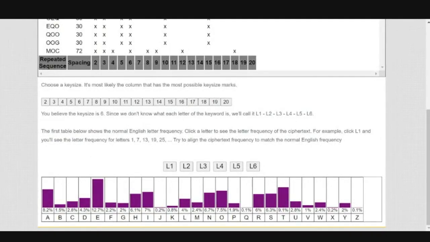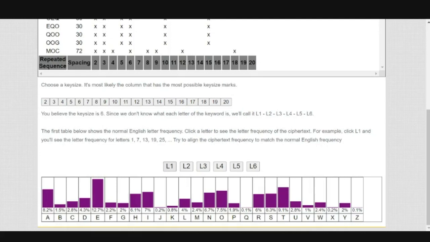As soon as we select the period as 6, what is coming here? This is the frequency of English, the general English frequency that we have seen, right? If you remember, A is a little bit higher and E has the highest frequency, and T and all these things are higher frequencies. So this is the actual English frequency. And now they have given the 6 letters, L1, L2, L3, L4, L5 and L6. Now we have to identify these 6 letters.